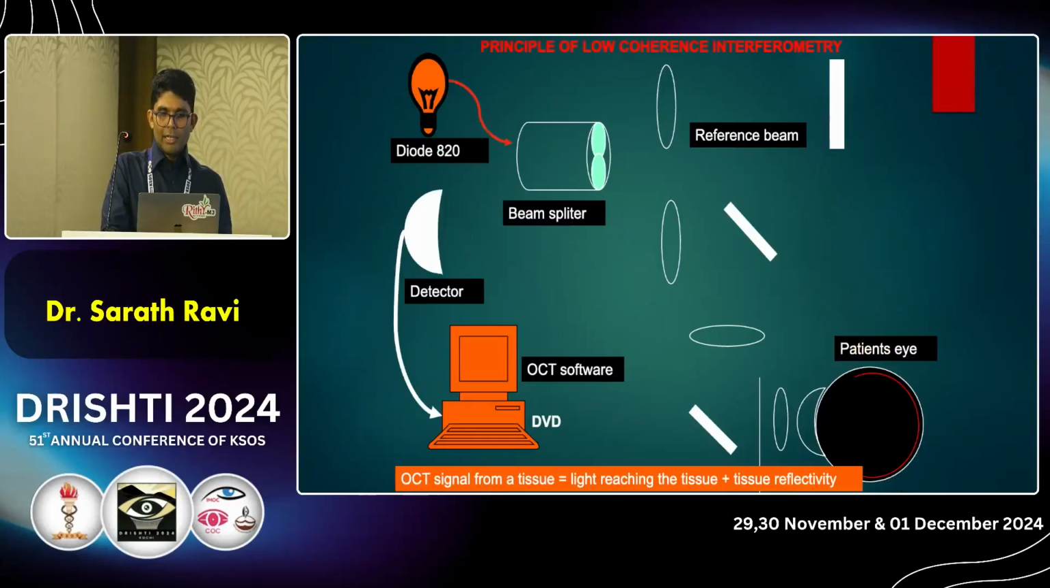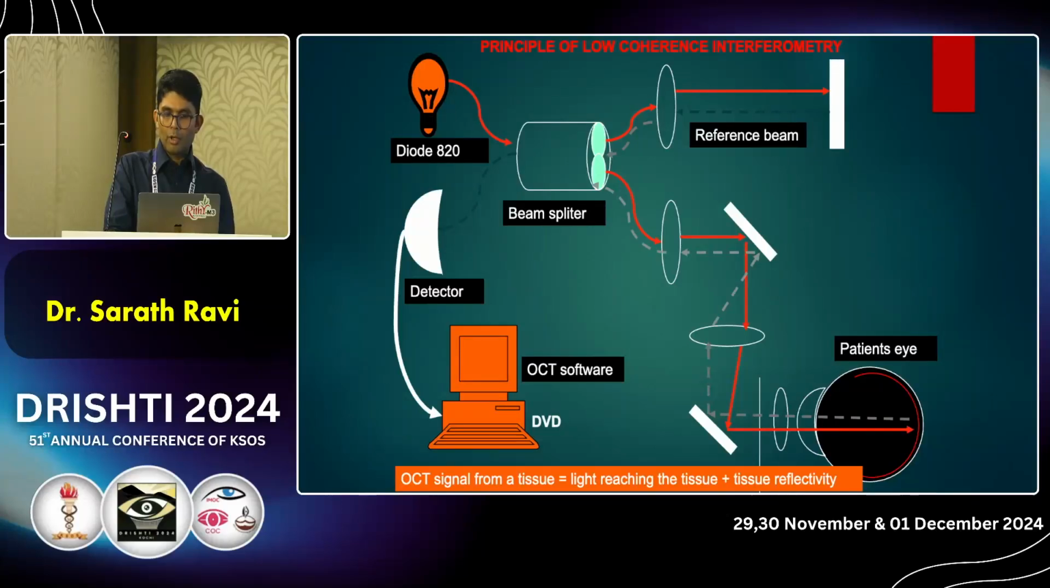The infrared light from the diode source is split by the beam splitter into a reference beam and a measurement beam. The measurement beam is the one that goes into the patient's eye, reflected back and reaches the beam splitter to combine with the reference beam, and by a phenomenon called interference, the echo time delay between the two beams is extrapolated into the OCT scan.